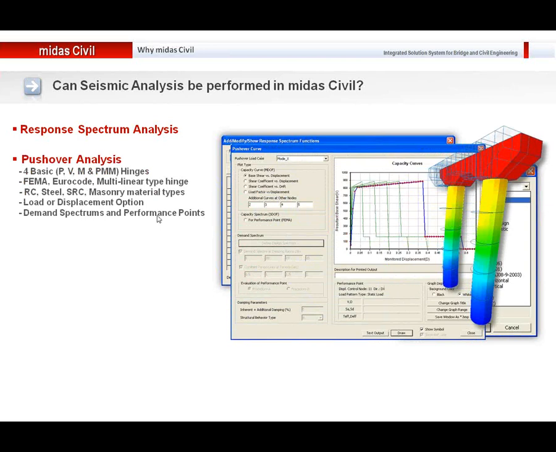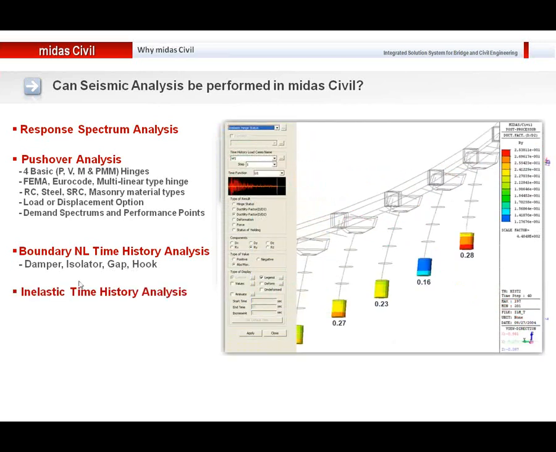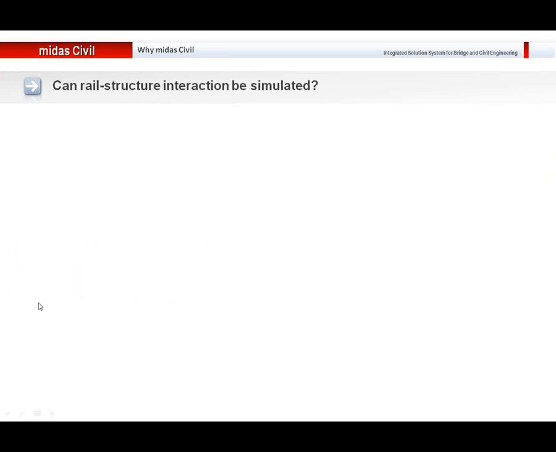Also, we provide the pushover analysis feature. So from the additional module, which is called MIDAS GSD, we can calculate the moment curvature curve for any shape of the section, and then we can automatically bring it to Civil for this pushover analysis. If you want to simulate the dampers or isolator, we can also do that by performing the nonlinear time history analysis in Civil. Also, for checking the nonlinearity of the member, we can go for the inelastic time history analysis.